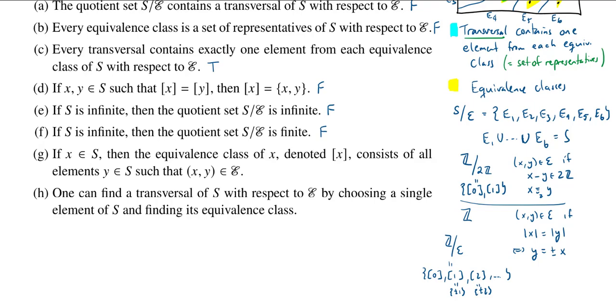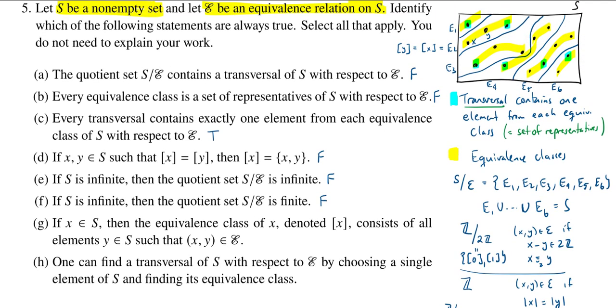All right, G: if X is an element of the set, then the equivalence class of X, let's go up and look at our picture again. There we go, I have an X. The equivalence class of X, denoted with square brackets, yep, sure enough, that's what we do, consists of all elements Y such that X and Y are a pair in the equivalence relation. Oh yeah, that's actually what makes the equivalence class up. It's all the things equivalent to X. So yes, this is a true statement. That's just our definition.